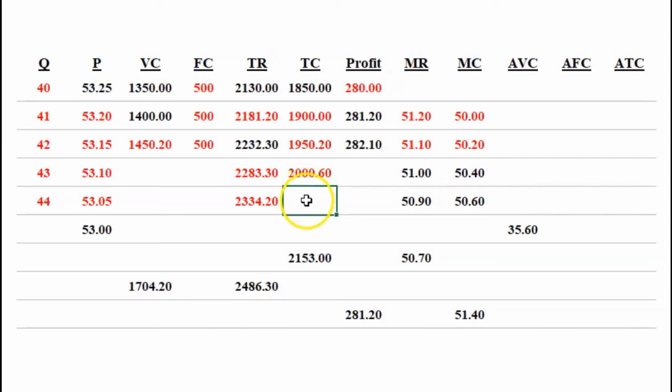And now to find the total cost of the 44th unit, we're going to take the total cost from the 43rd unit and add to it the marginal cost of the 44th unit. So the marginal cost, as we go up by one quantity, we're adding $50.60 to the previous total cost. So we'll take $2,000.60 and add to it $50.60, and that gives us $2,051.20. And that gives us the total cost.